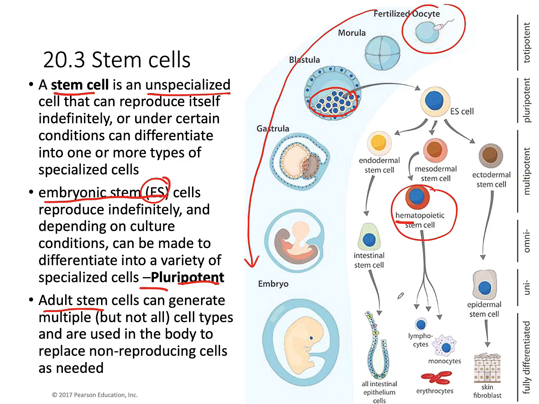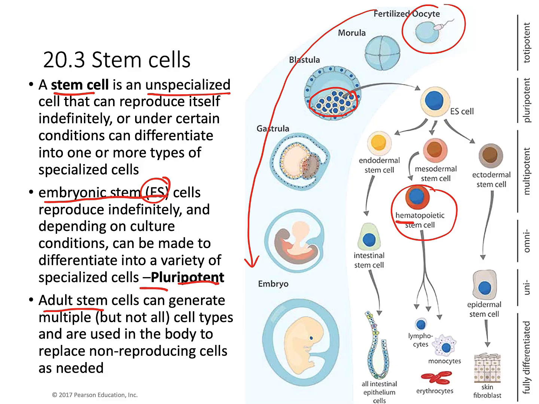So the adult stem cells can generate sometimes multiple different types of cells. And this is usually to replace non-reproducing cells. So if you think about red blood cells, they don't have a nucleus. They are not able to reproduce on their own. Red blood cells can usually live for about a month, maybe 2 in your body, and then they die. So they have to constantly be replaced by these blood stem cells or hematopoietic stem cells.